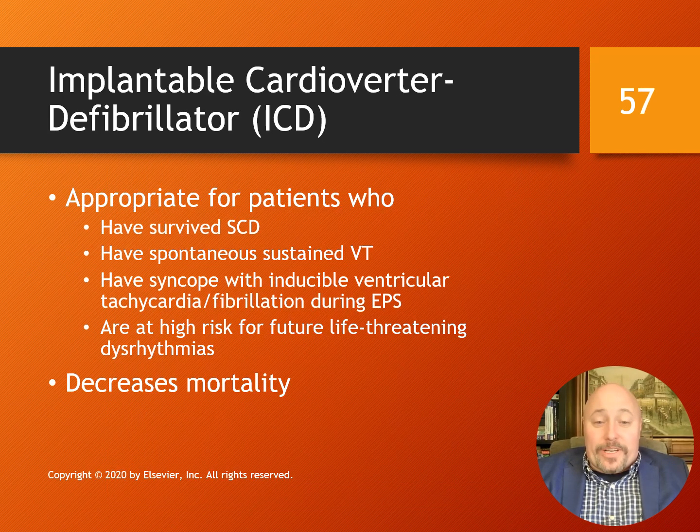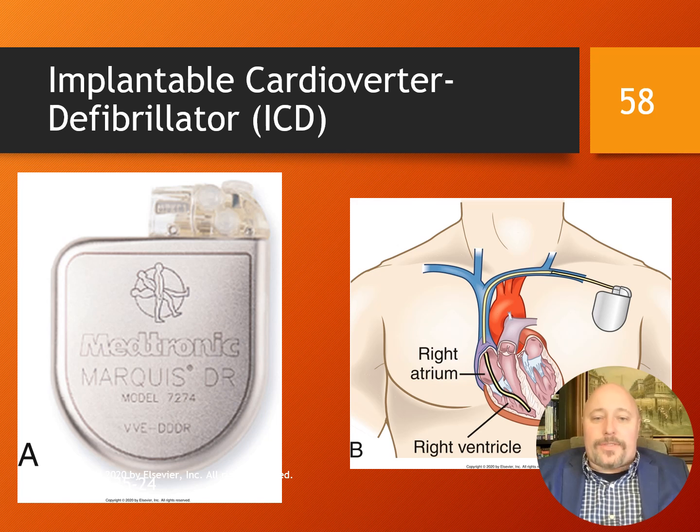We may also see an implantable cardioverter defibrillator, and this is appropriate for patients who have survived sudden cardiac death, have spontaneous sustained ventricular tachycardia, or have syncope with inducible ventricular tachycardia or fibrillation, and they are at high risk for future life-threatening dysrhythmias. On the left, we have the implantable cardioverter defibrillator, that ICD pulse generator. And on the right, on figure B, we have an ICD that's placed in the subcutaneous pocket over the pectoral muscle. A single lead system is placed transvenously from the pulse generator to the endocardium. The single lead detects dysrhythmias and delivers an electric shock to the heart muscle.